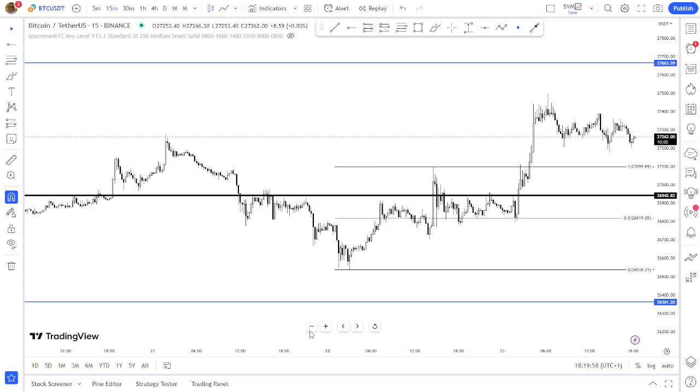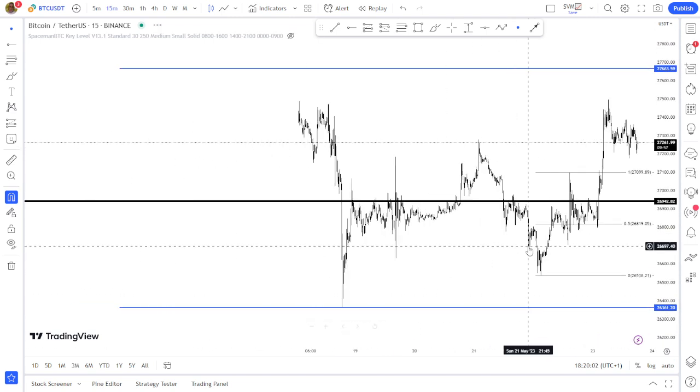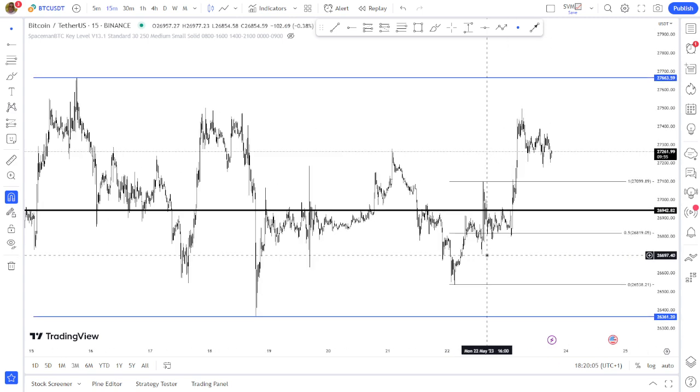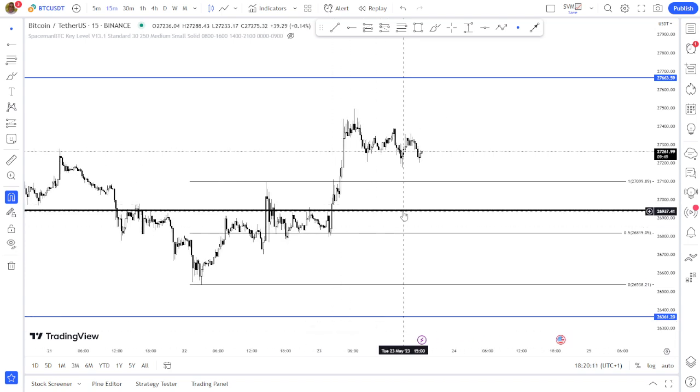So now if you look at it, in confluence with the daily SFPs, the daily swing failures I showed you earlier, this was another reason to get long. This was where I got long yesterday. This was last month's low.